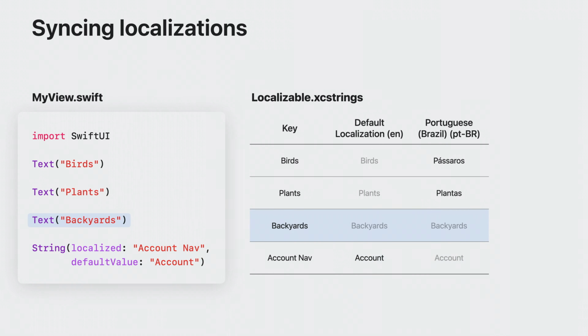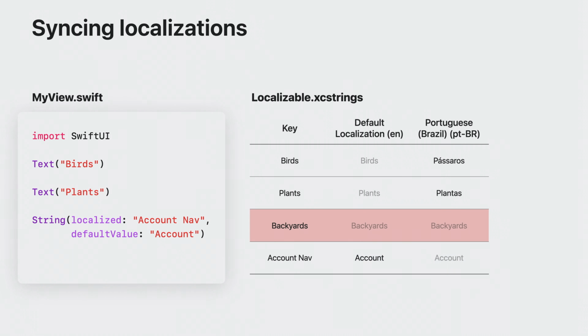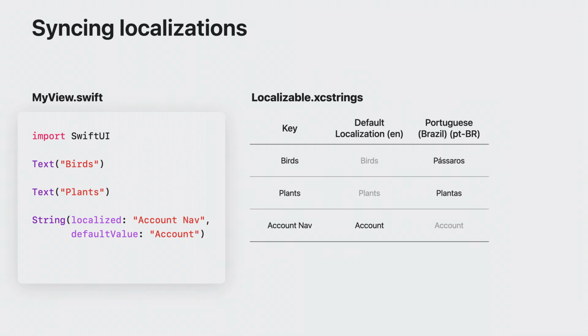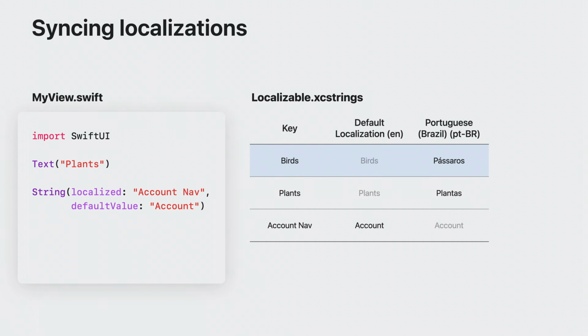Xcode can also discover when you've removed a string from code. If the string hasn't yet been translated, Xcode will remove it for you. However, if you've already provided translations for a string and then remove it, Xcode will instead leave it alone and mark it as stale. This indicates that the string could no longer be found in code.